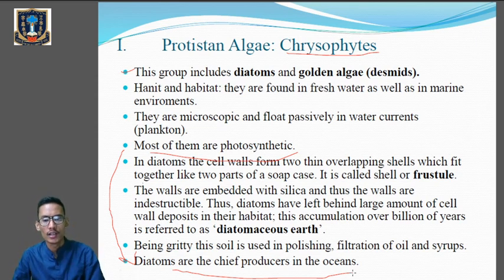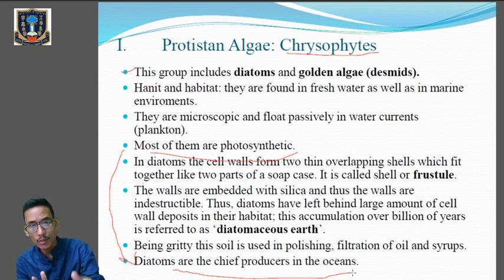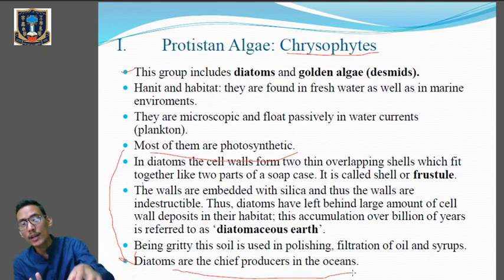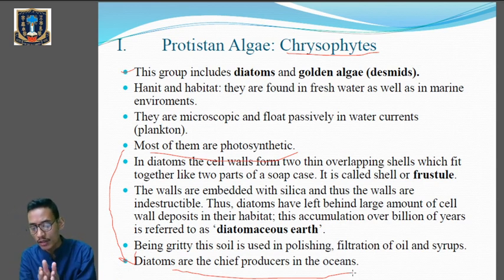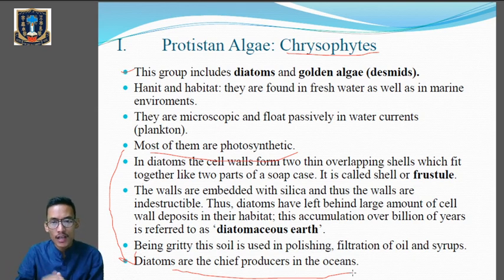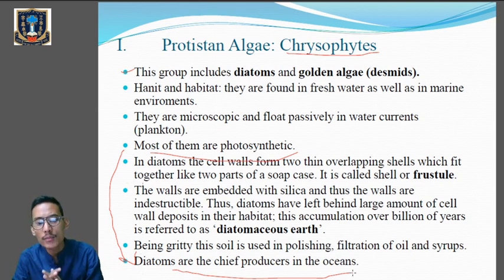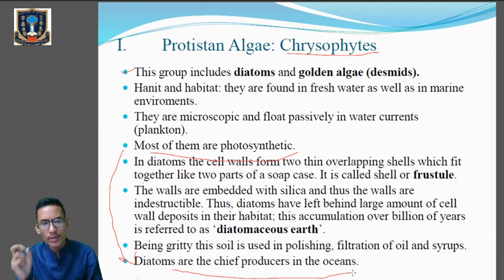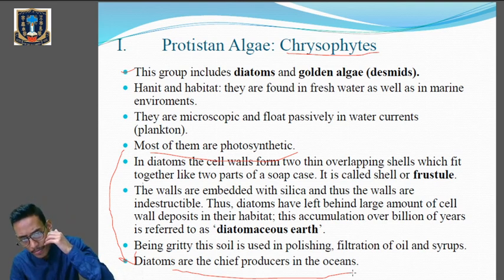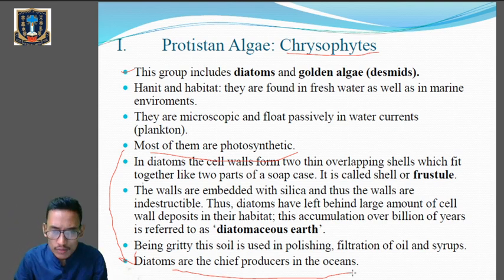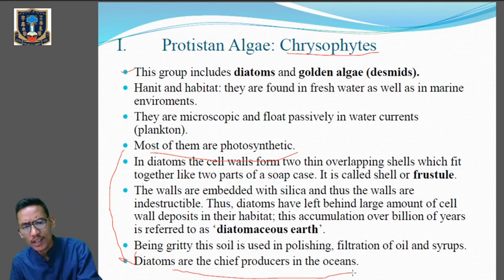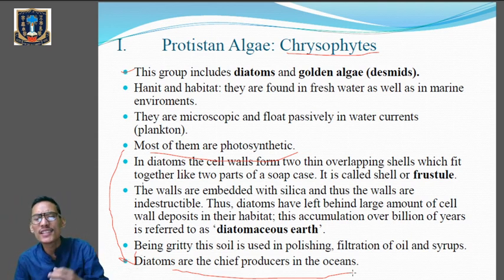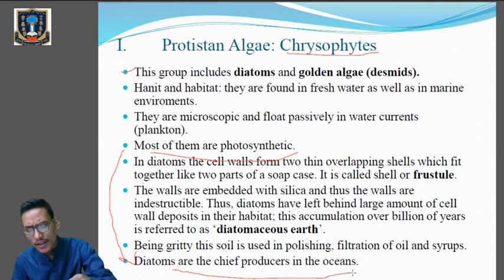Remember carefully. Since the walls are made of silica, they cannot be destroyed, so they will keep on accumulating in the habitat where the diatoms are present. It will take billions of years for the cell wall to become deposited, and usually it will form diatomaceous earth. Due to the diatomaceous earth, the soil becomes gritty, and this soil can be used in polishing and in filtration of oil and syrups. So there are different uses of this diatomaceous earth.